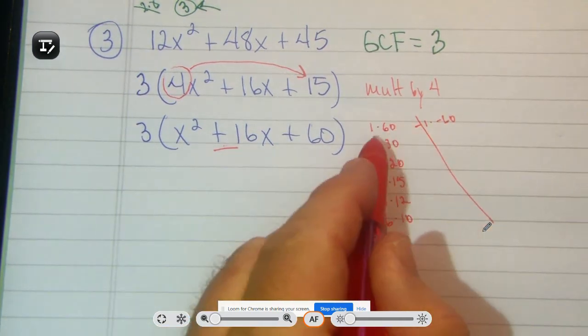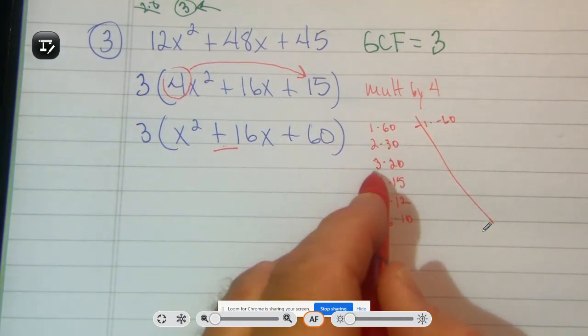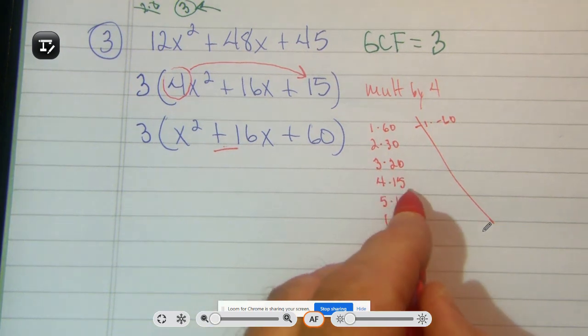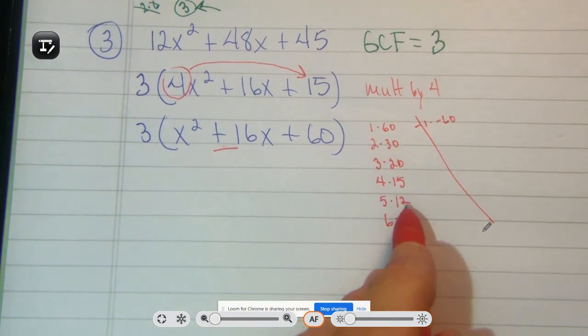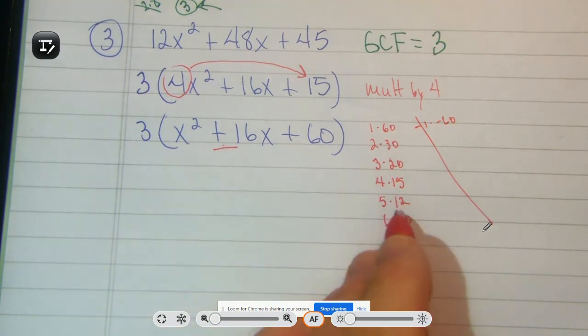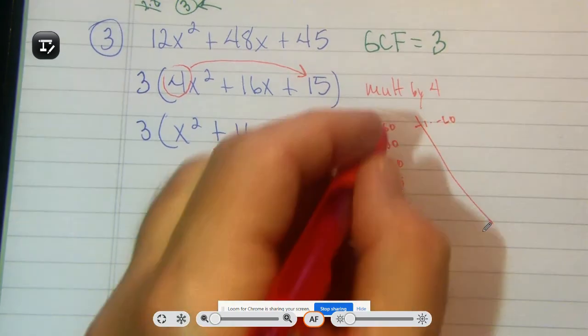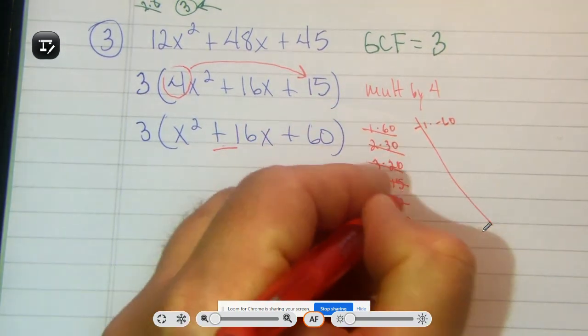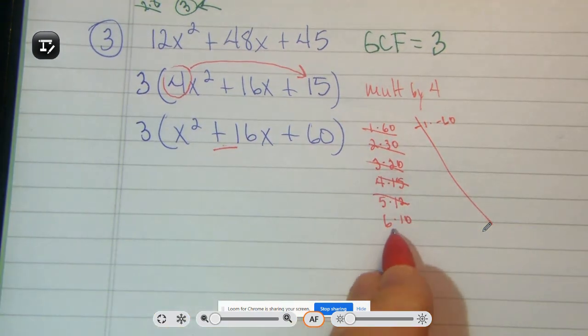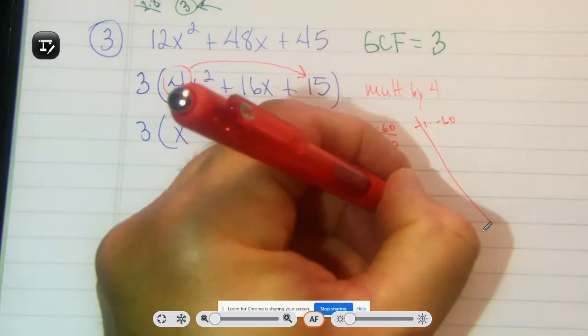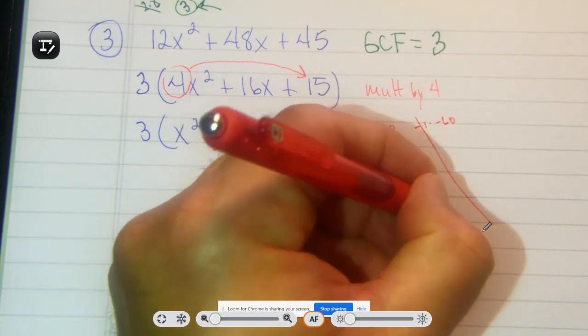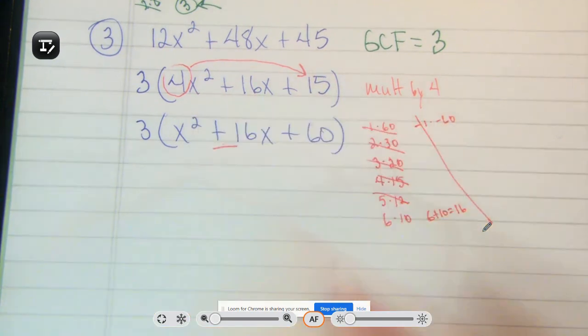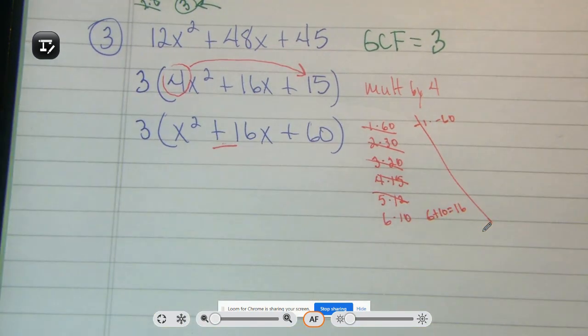So 60 plus 1 is 61, 32, 23, if I add those two. 19, still don't have anything that adds up to 16. I've got 5 and 12. That adds up to 17. So that's close, but it's not there. Look at this. 6 plus 10. When I add those two, I get 16. That's what I'm looking for. All right, so I found it.